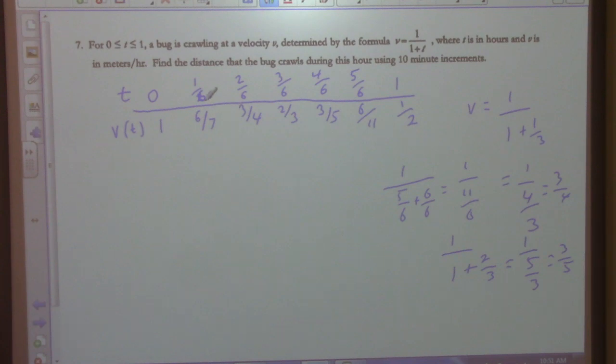Are there 6 intervals again? Yes, there are 6 intervals. The only thing that's going to save you on this one is you don't have to calculate what it is, you just have to write out the relationship. You have everything you need to do over here, your right Riemann sum.